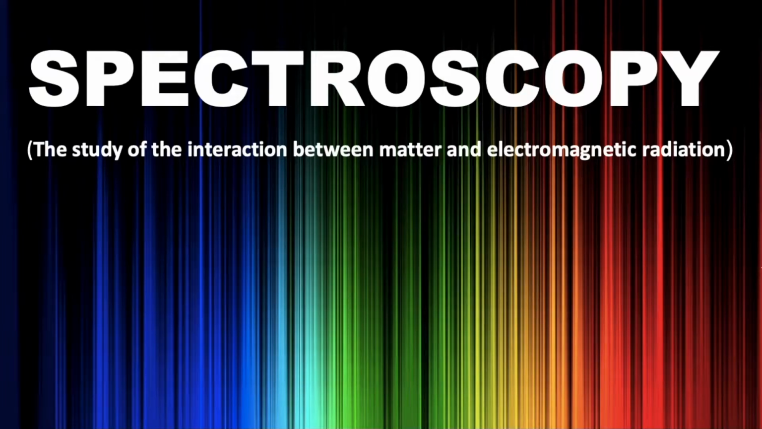Hello students, in today's class we are going to study the very basics of spectroscopy. So let's have a look how we can define it. Spectroscopy is the branch of science which involves the interaction between matter and electromagnetic radiation. And it is this interaction which forms a very important part in this field of science.